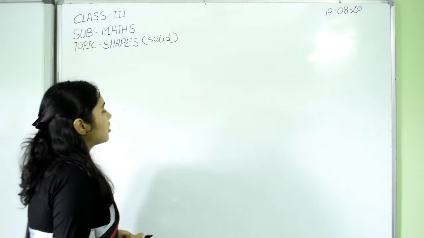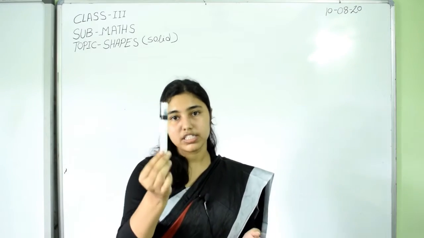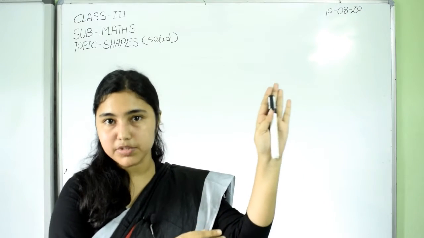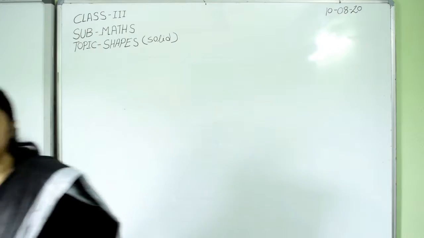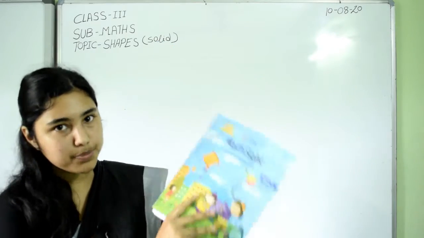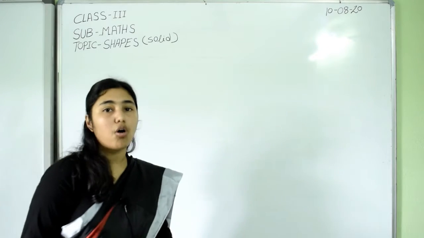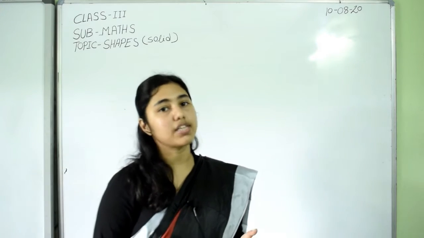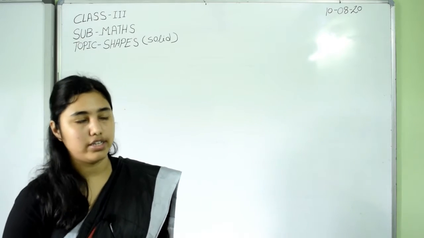Okay. Like consider this marker. This marker occupies some space, right? Or this book. This book also occupies some space, or your pencil box suppose. So all these things occupy some space. So these are known as solids.